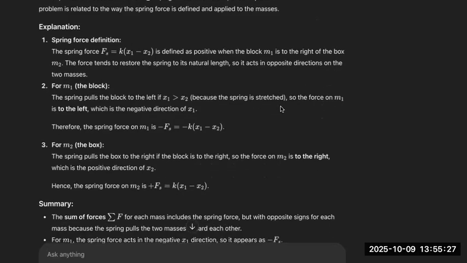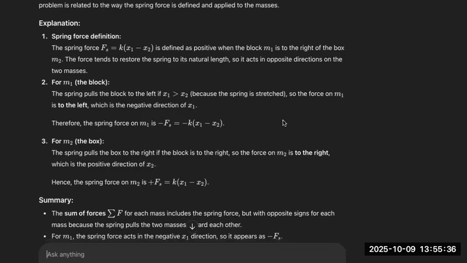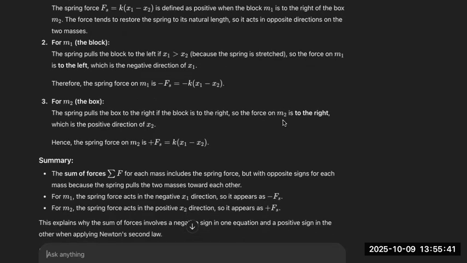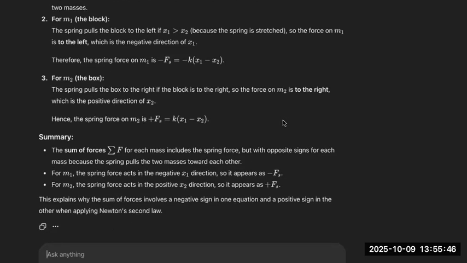So for M1, the spring pulls the block to the left if x1 is greater than x2 because the spring is stretched. So the force on M1 is to the left, which is the negative direction of x1. So the spring force on M1 is negative Fs equals negative k times (x1 minus x2). For M2, the spring pulls the block to the right, which is the positive direction of x2. So the spring force on M2 is Fs equal to k times (x1 minus x2).